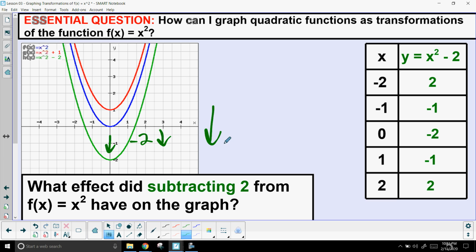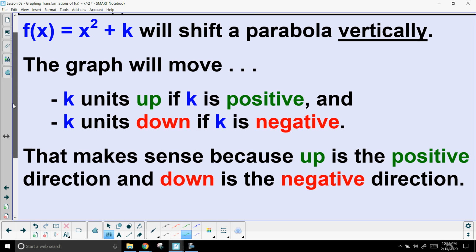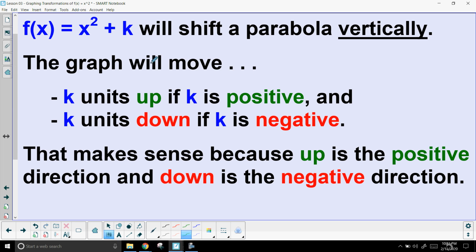Again, these are constants over here, okay? So, for your notes, go ahead and pause the video. Take all the time you need and jot down whatever it is you need. This is the major point here: k units up if k is positive, k units down if k is negative. These are vertical shifts. Jot down what you need and we'll move on. Also, this last sentence down here is just something about common sense: if it's up, it's positive; down, it's negative.